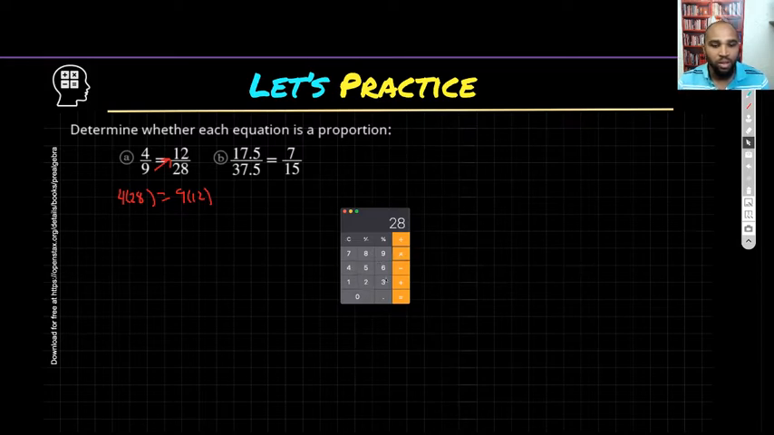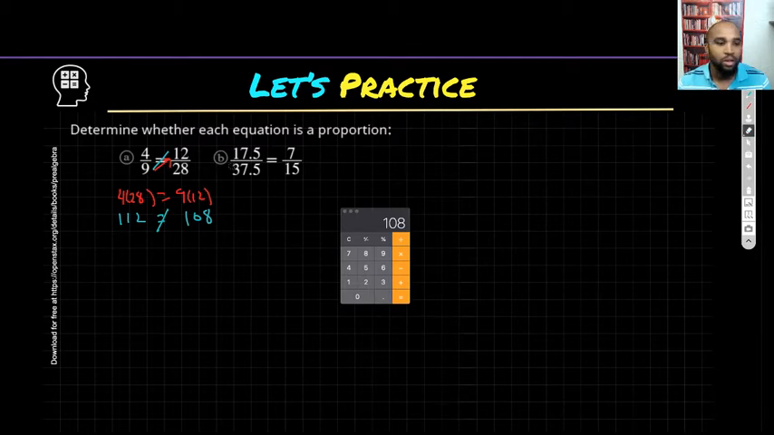4 times 28 is 112. So in order for this to be true, this side needs to equal 112, and I'm pretty sure it's not. It's going to be pretty close, but not equal. So this is 108. So this is not equal. So these are not proportional because they are not equal. Now, how would I know that?